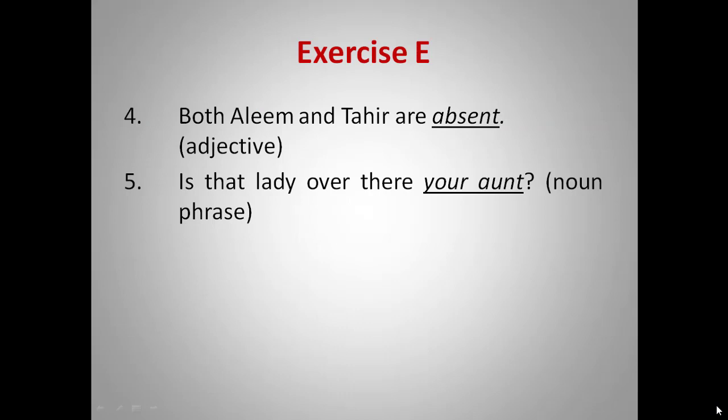In the fourth sentence, both Alim and Tahir are absent. Here, absent is the complement of the intransitive verb, and the kind of complement is adjective complement. Why? Because absent shows the state of Alim and Tahir. It describes how Alim and Tahir are.